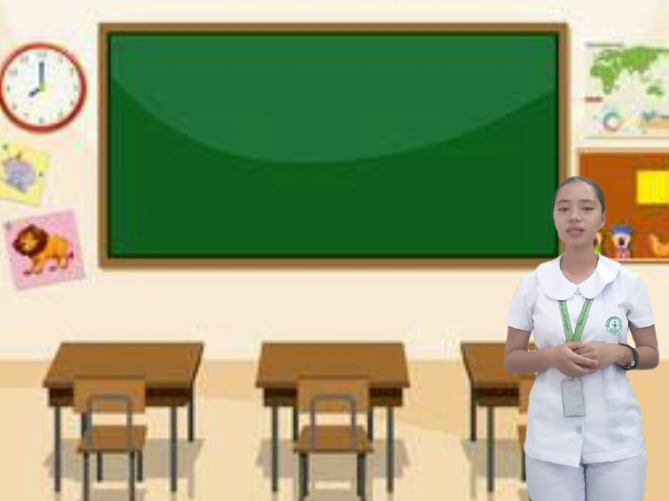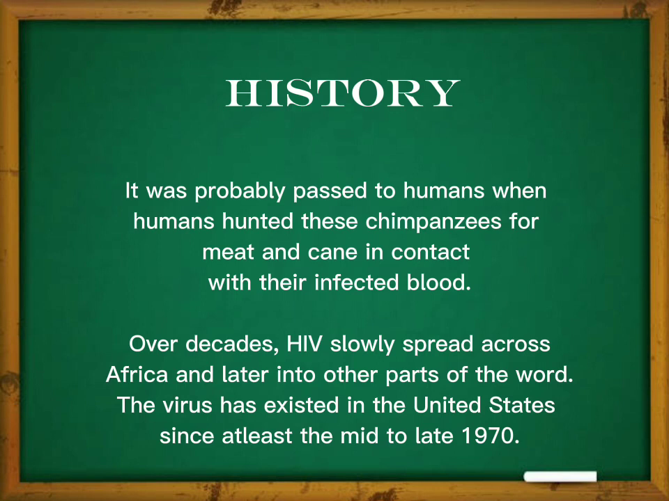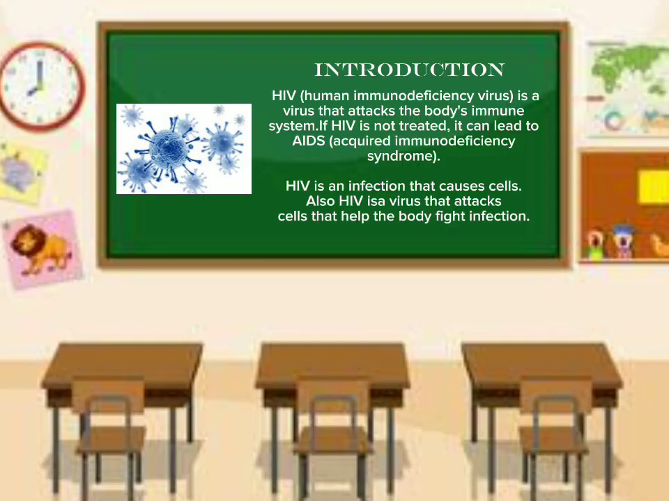From section BS1C, and now we will tackle HIV. History of HIV. It was probably passed to humans when humans hunted chimpanzees for meat and came in contact with their infected blood. Over decades, HIV slowly spread across Africa and later into other parts of the world. The virus has existed in the United States since at least the mid to late 1970s.